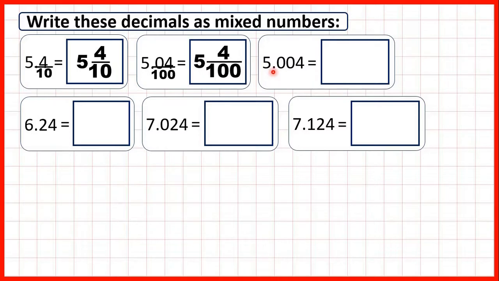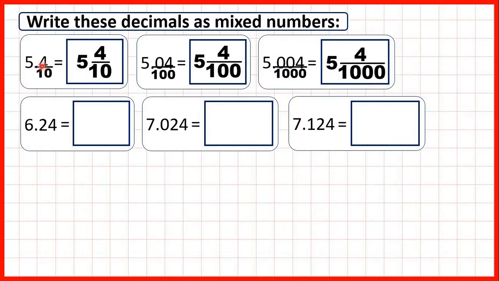Now 5.004. The third digit after the decimal point is the thousandths digit. So if we have 3 digits after the decimal point, we can draw a line across from our decimal point and write a denominator of 1,000. So 5.004 is the same as 5 and 4 thousandths.